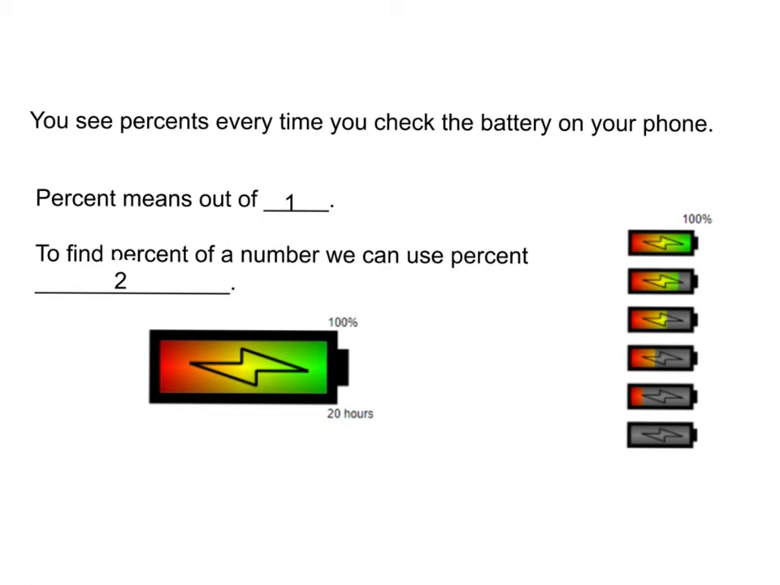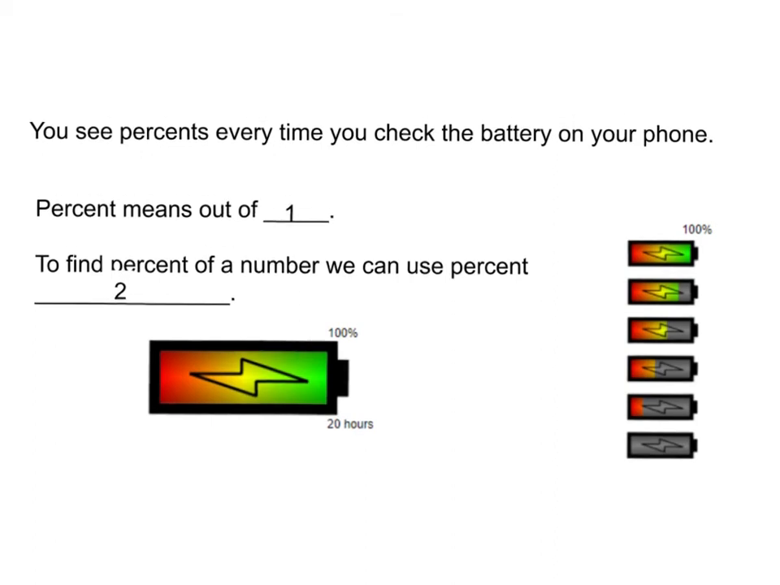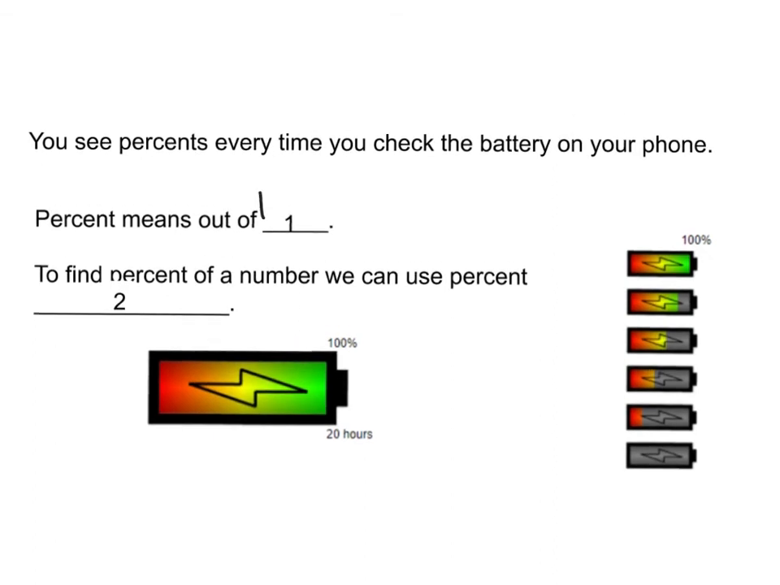So before we get started, there's a few things that I want you to write in your assignment. So it says percent means out of what? So we've been talking about percents, and all that means is percent is out of 100. Oops. 100. So for number one, you're going to put 100.